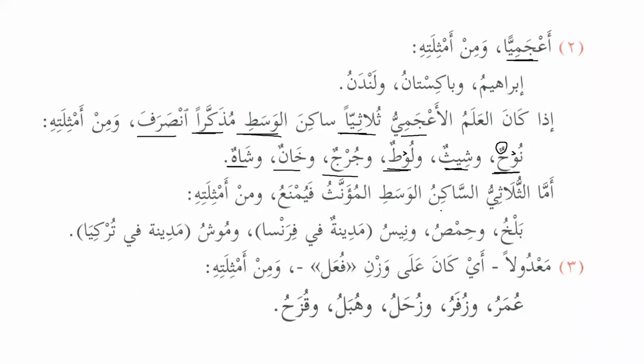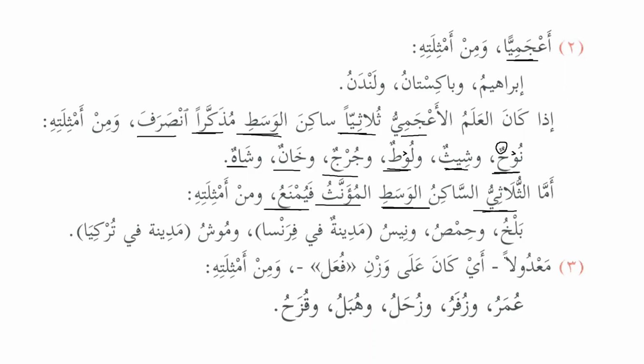أما الثلاثي الساكن الوسطي المؤنث فيمنع. But if the noun consists of three root letters, but the second one is sakin and it is feminine, then it is mamnu min as-sarf. And from the examples: Balkhu, Himsu, and Nisu. These are also the names of cities. For example, Nis, a city in France, and Mushu, a city in Turkey. So these are the names of the cities.